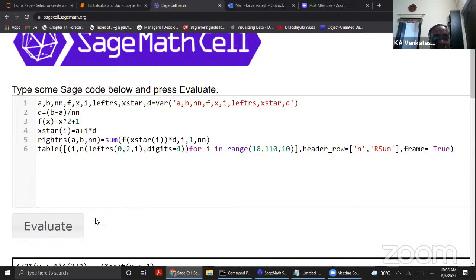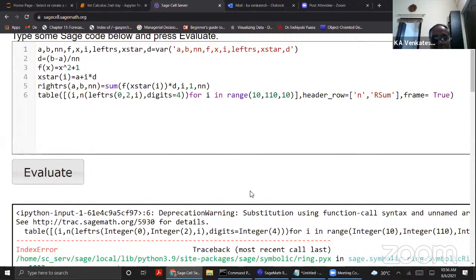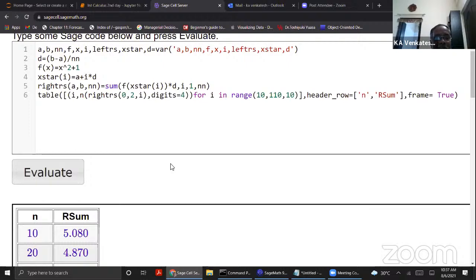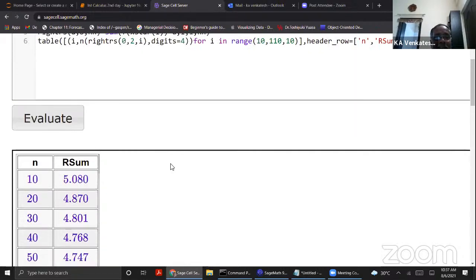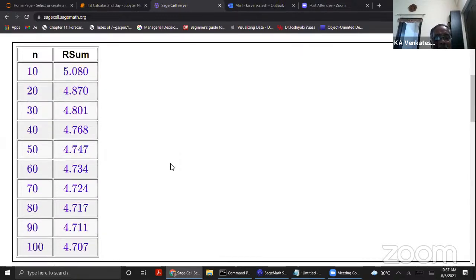I'll now evaluate it. Because here I did not change it, I have to change it to right RHS. Now I'll evaluate it. See now, how nicely the Sage Math Cell gives the table because of the frame true I put. So now we are getting it this way.